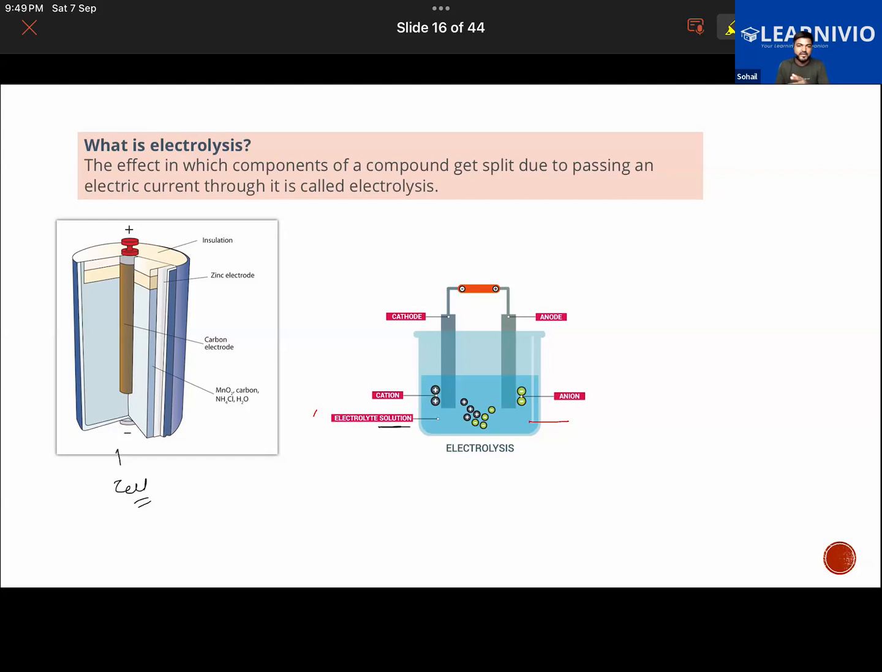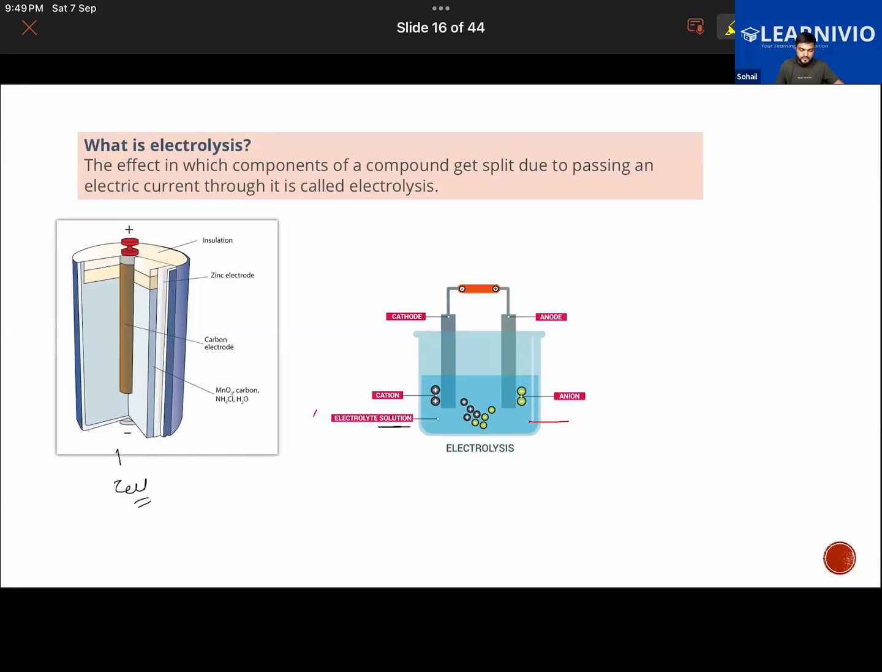In extracting metals from their ores, electrolysis is used. In the process of galvanization, where a layer of zinc is plated over iron, it is used. Not just in galvanization, there are several other examples where one material is coated over another metal. We'll be learning about that.